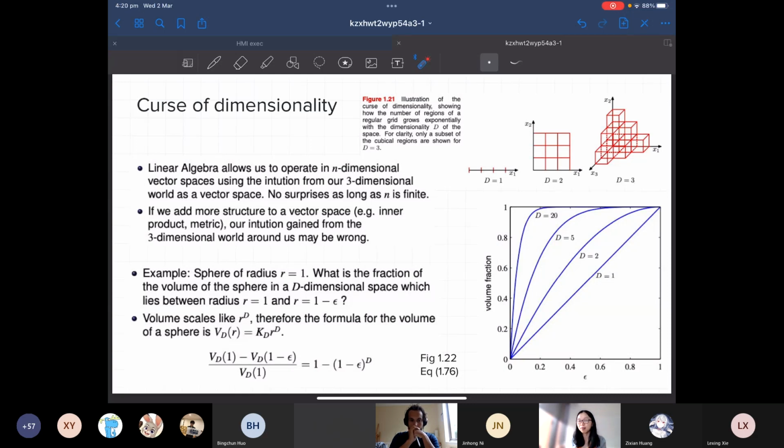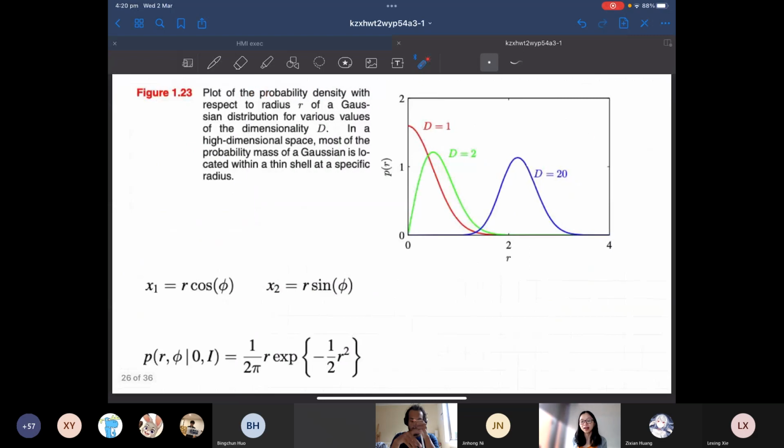Like it's even sharper for even higher dimensions. So a corollary of that, which I won't derive here, is shown in this plot of the probability density with respect to radius of a Gaussian for various values of the dimensionality. For Gaussians, these bell curves, we kind of think that most of the probability mass or density should be around the mode at the center, right?